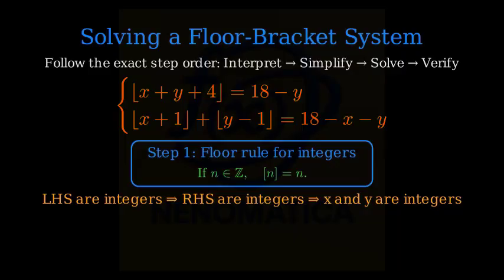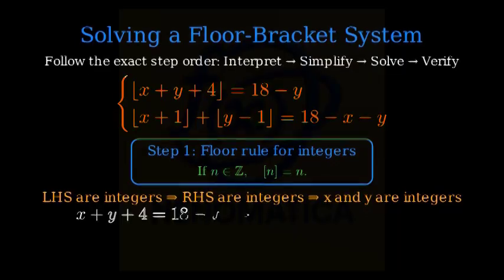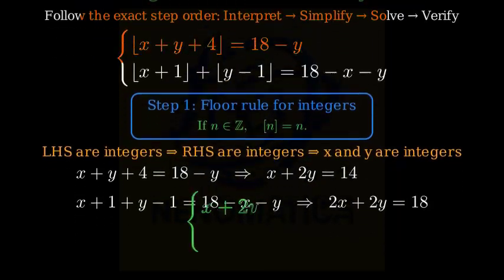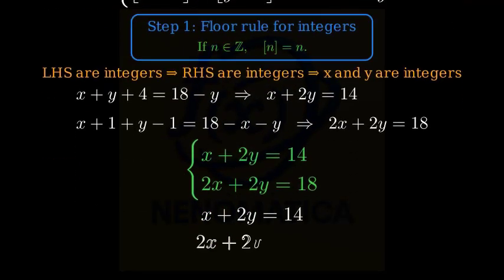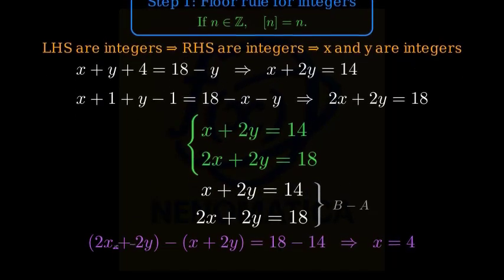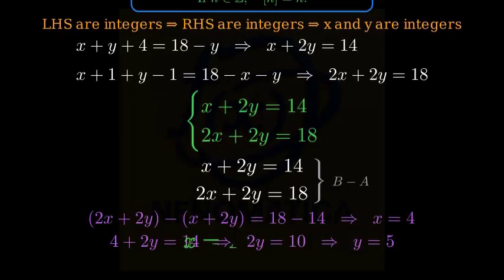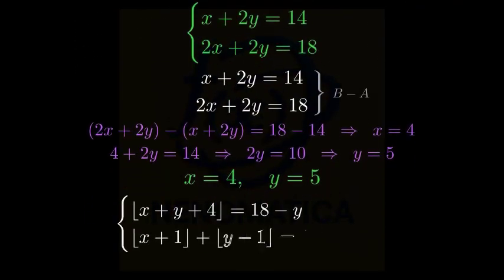Once we know that, we can remove the brackets safely. Now remove the brackets and simplify both equations into standard linear form. We solve by elimination. Subtract the first equation from the second to eliminate y. Finally, we verify the integers in the original floor equations.